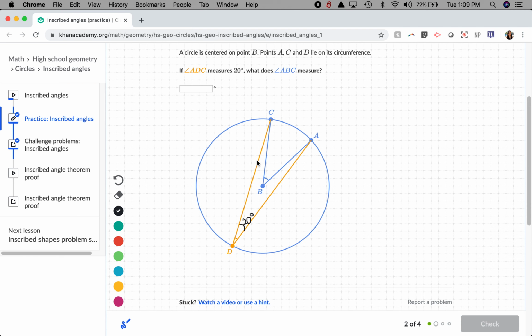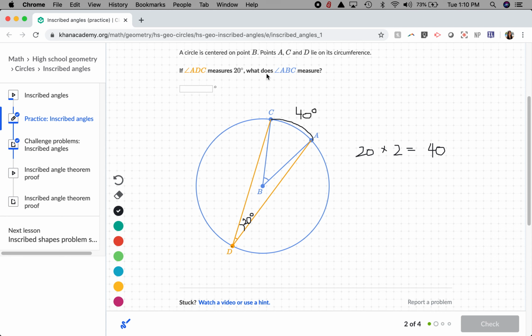Now, because this is an inscribed angle, the vertex or the apex of the angle is on the circle. So that means it's inscribed. Because this is inscribed, this arc is going to be double that measure. So what is 20 times 2? That's simply going to be 40 degrees. So this arc right here measures 40 degrees.